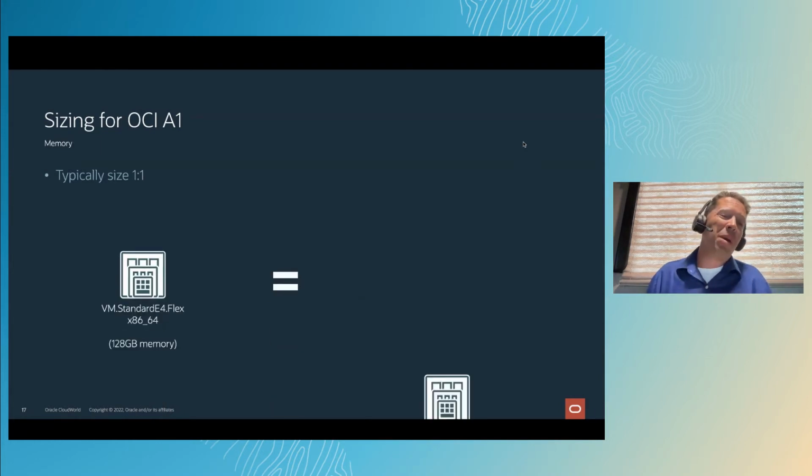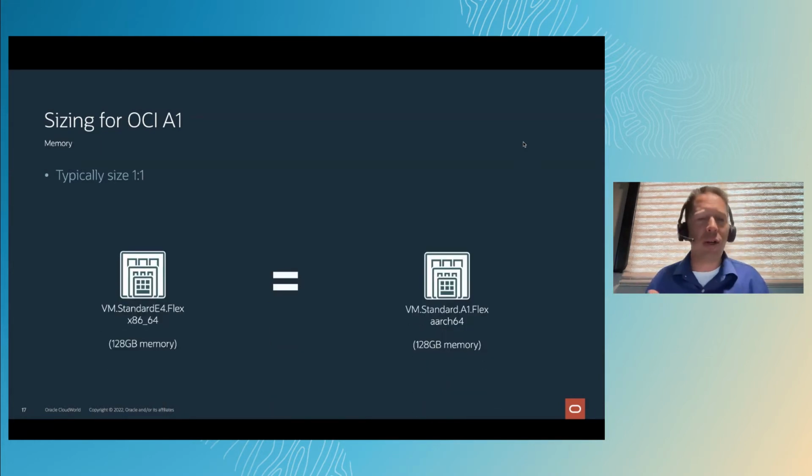Now we start talking about memory. Memory's memory largely. Not always, but by and large, a 1-to-1 ratio. Whatever you're using on an x86 shape, you could probably go ahead and begin testing with that same amount on an A1 shape.